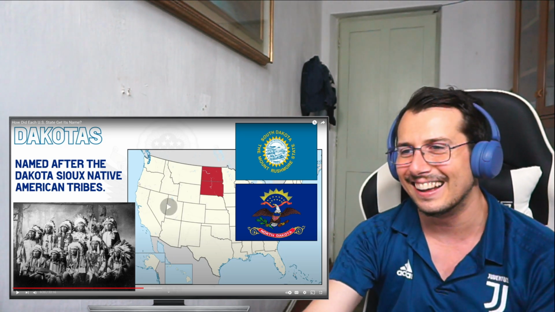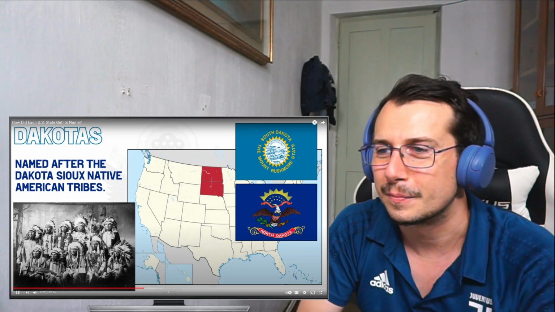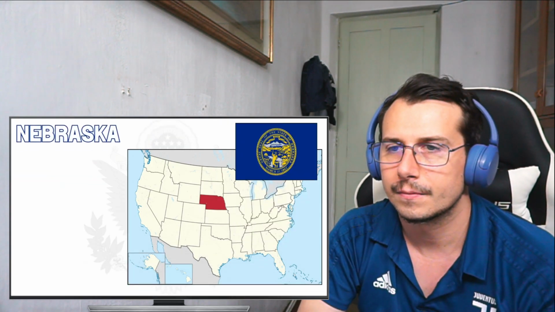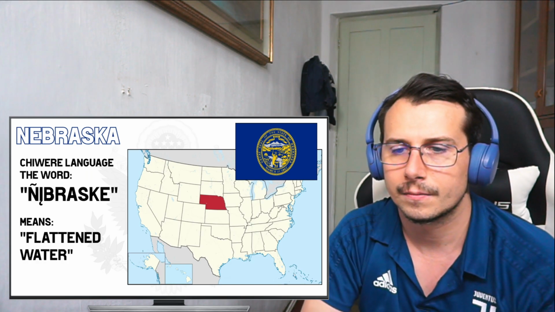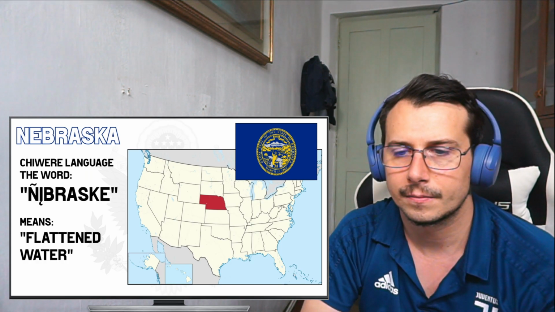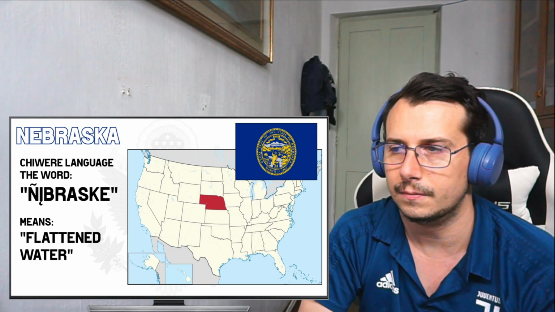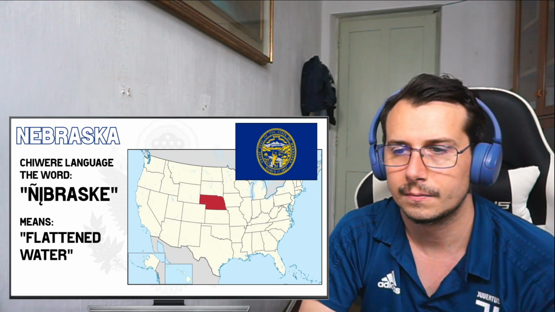Dakota is actually also a word in the language of these people, literally meaning allies or friends. Nebraska's name comes from the native Chiwere, specifically the word Nebraska, which literally means flattened water. It was first chosen as the name for the Nebraska River and then for the territory and state.